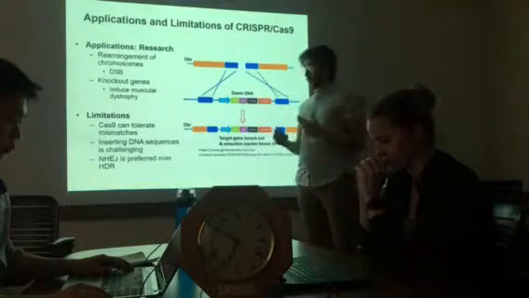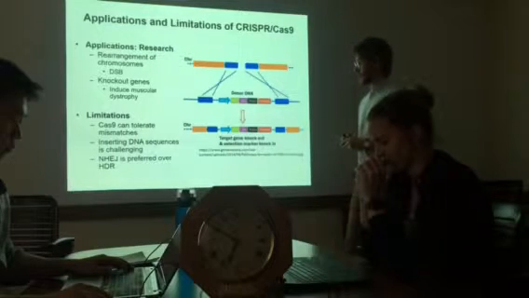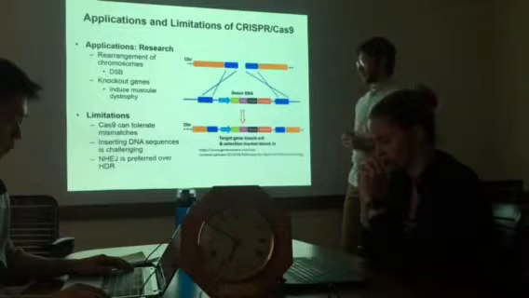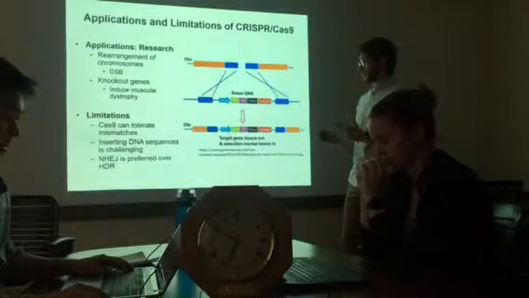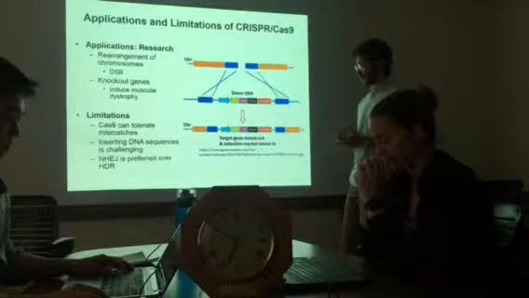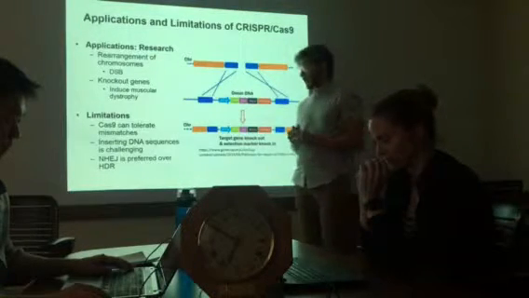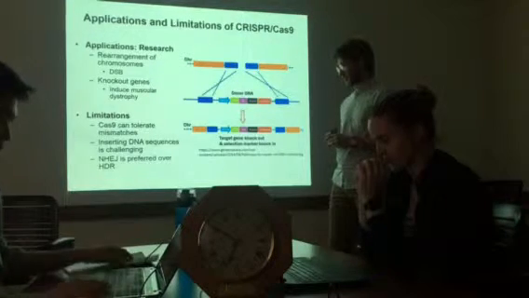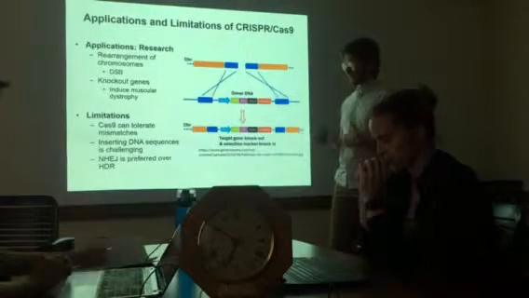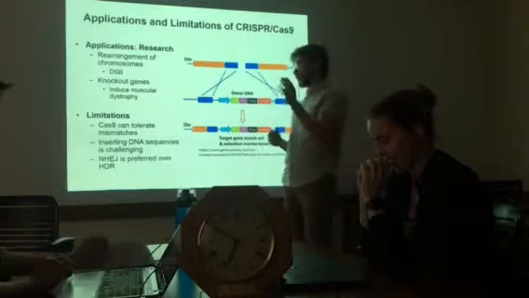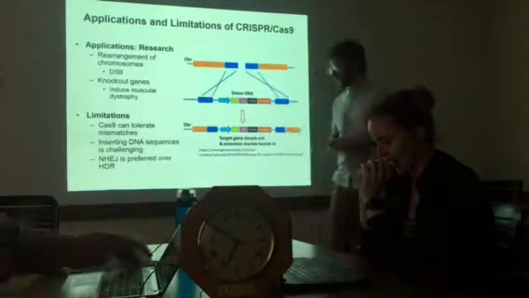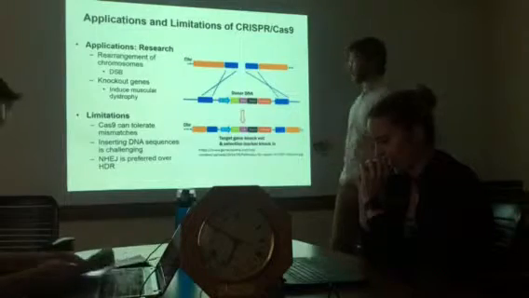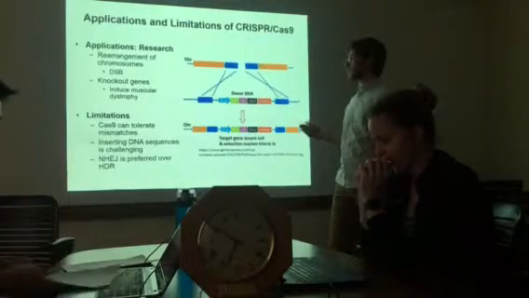So there are several applications of CRISPR-Cas9. It's used to knock out genes, such as it could be used to knock out induced muscular dystrophy. The limitations are that it can tolerate mismatches, inserting DNA sequences is challenging, and non-homologous end joining is preferred over HDR, which can be kind of a problem in other research.